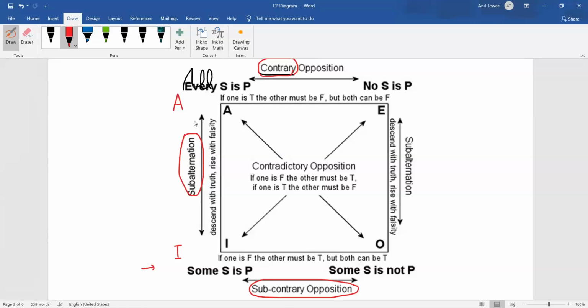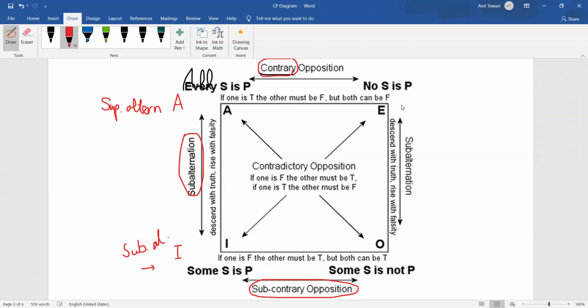So this relationship is a one-way relationship. When A is true, I is also true, and this relationship is called subalternation, because we can decide the value of I on the basis of the value of A, not vice versa. A is also called superaltern. This is superior, right? Superaltern. And I is called subaltern. A is called superaltern and I is called subaltern. Why? Because if A is true, only then we can say I is true. We cannot say the other way around. If I is true, we cannot say A is true.